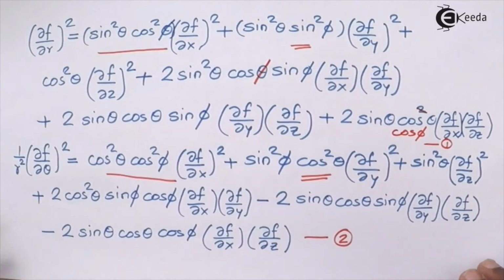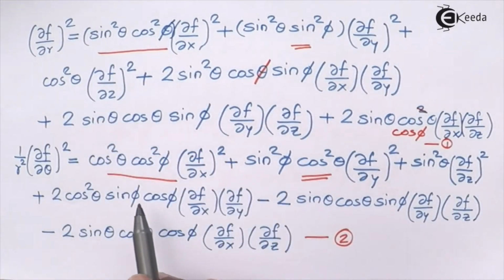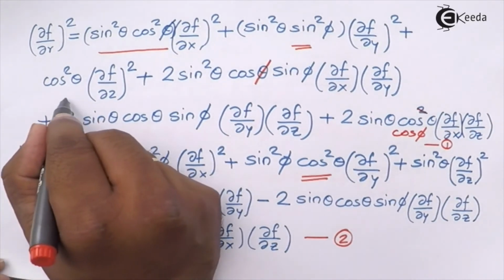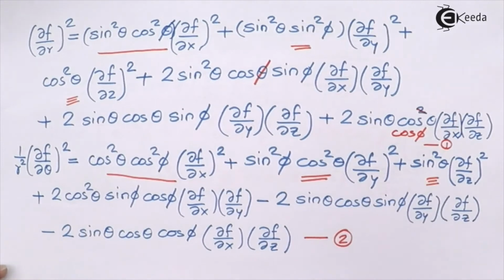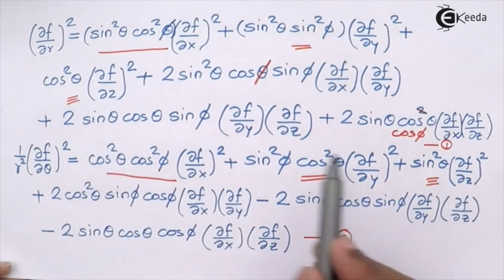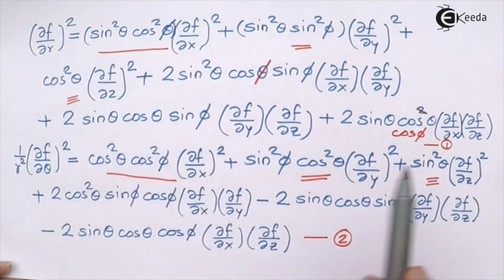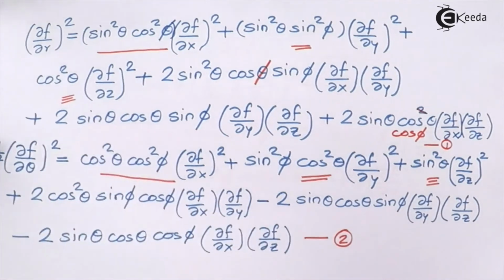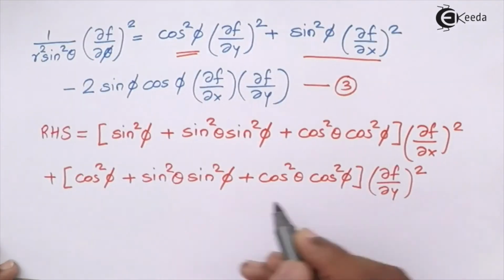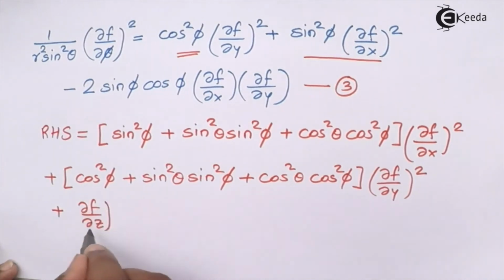Now let's come back. So now we have this del f by del z the whole square term also. So we'll take it. This is one term, and this is the second term. From these two, if I take del f by del z the whole square term common, we'll get cos square theta plus sin square theta in bracket, which is equal to 1. So we'll just get del f by del z the whole square. So here I'll write plus del f by del z the whole square.